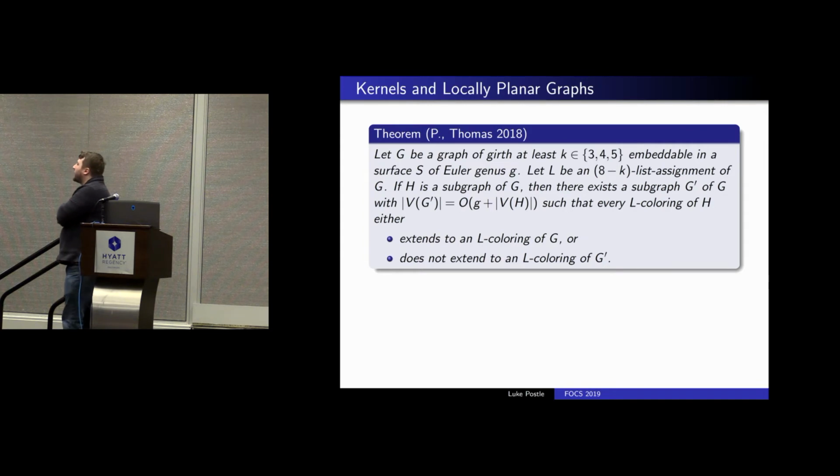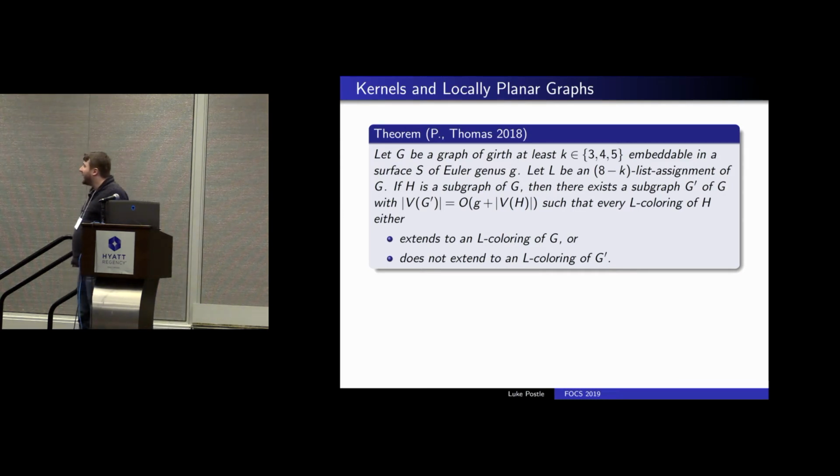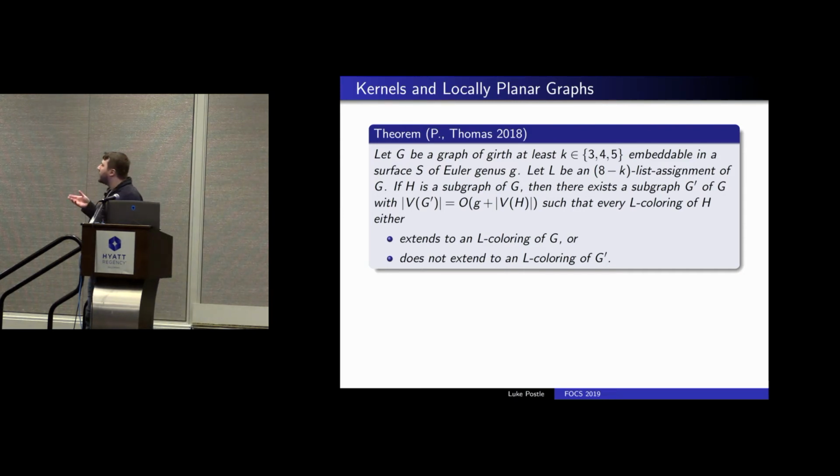Yeah, so what's the connection? Well, in this large, 8-paper series, 200 pages, here's the main theorem that Robin and I proved: if you have a graph of girth at least k, embeddable in a surface S of Euler genus g, and I give you this 8 minus k list assignment, and I fix a subgraph H of G, then there exists a very nice subgraph G prime, of size linear in the genus plus the number of vertices of H, with the following amazing property: every L-coloring of H either extends to an L-coloring of G or does not extend to an L-coloring of G prime.